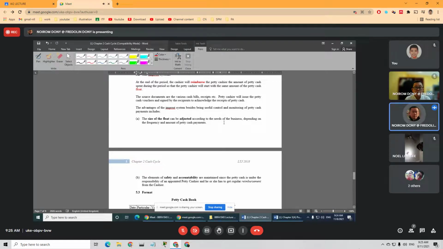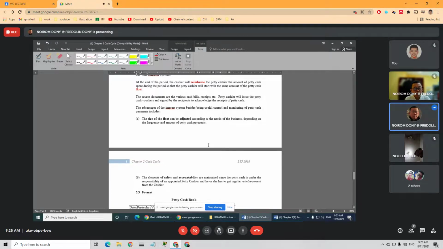So how do we evaluate? So depending on the frequency. Previous month, look at the frequency, how often we make payment, and what is the amount spent in the previous month. So that will be our policy for the next month's float. So the float is adjustable.